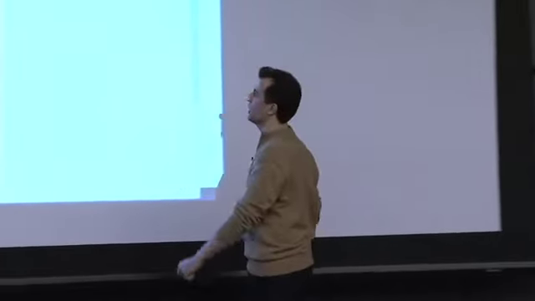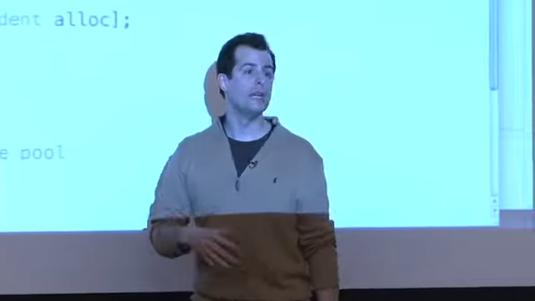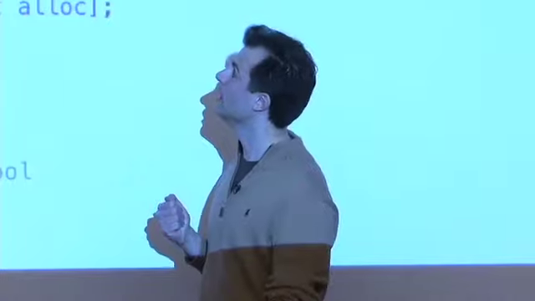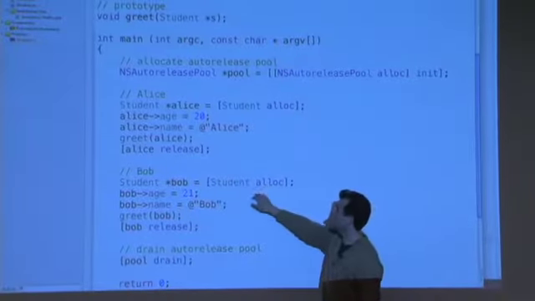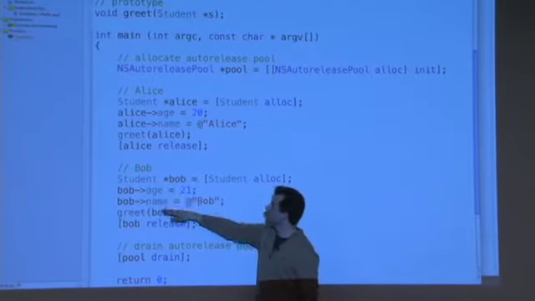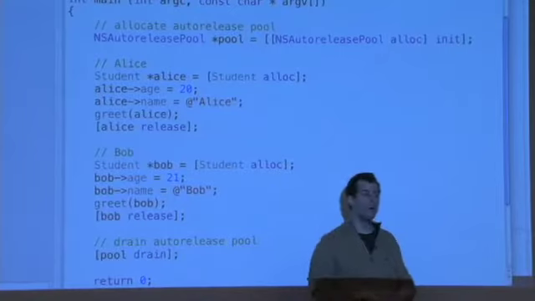So it's very much like malloc and free or new and delete or any non-garbage collected language where you need to have both calls in there explicitly. Bob's code, almost identical. I'm allocating a second object for him, storing it in Bob. Age is going to be slightly different. Name is slightly different. Greet him, release him, drain the pool, and that's it.